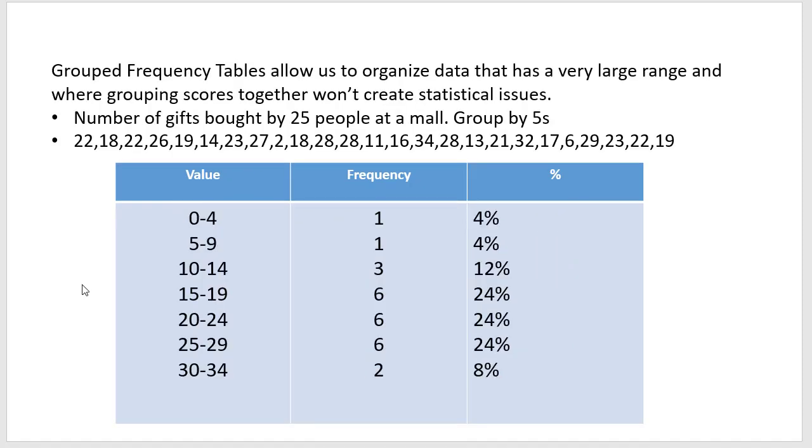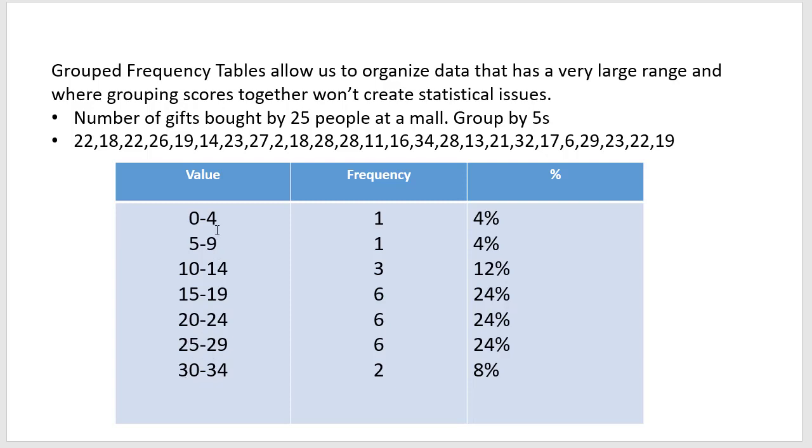Now, a grouped frequency table allows us to cluster scores. That way we don't have many small categories. This usually happens when you have large amounts of data. So for example, let's say that we had 25 people that went to the mall and we wanted to know how many gifts each person bought. So what we're going to do is group by 5. So we're going to have a value of 0 to 4, which is 5. We have 5 to 9, 10 to 14, 15 to 19, 20 to 24, 25 to 29, and 30 to 34.